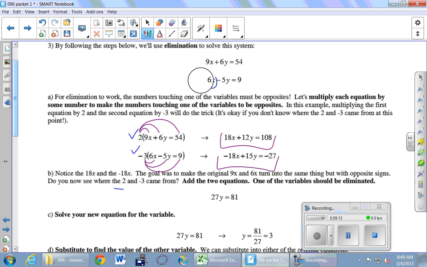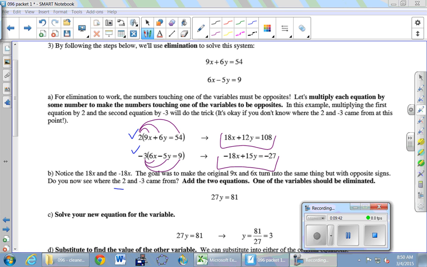Okay, quick pop quiz here. What if you wanted to get rid of the y's? I've got 6y and I've got -5y. So don't say the answer out loud, but feel free to talk with your neighbors. What do 6 and 5 both go into? And then what can you multiply each equation by, two different numbers, to make it so that those y's will cancel? So talk to your neighbors, figure out what numbers would you multiply both equations by to get rid of those y's.